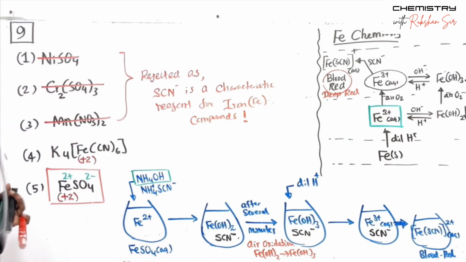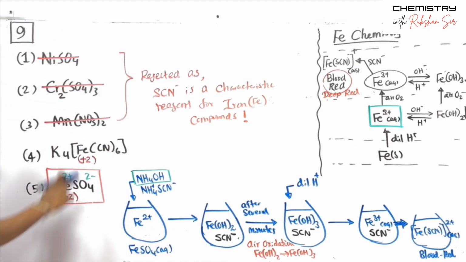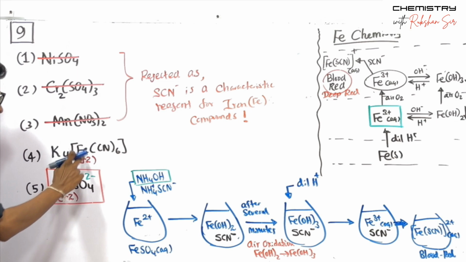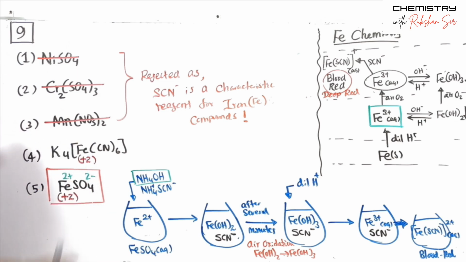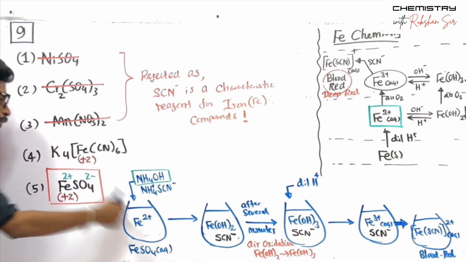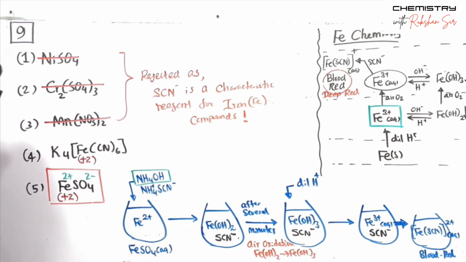So the answer is FeSO4. You can't do so with this one, as this Fe2 plus is complexed. Not free to react like this. It is inside the sphere, complexed, right? So free Fe2 plus can do this kind of reaction scheme, right? So the answer is answer number 5.